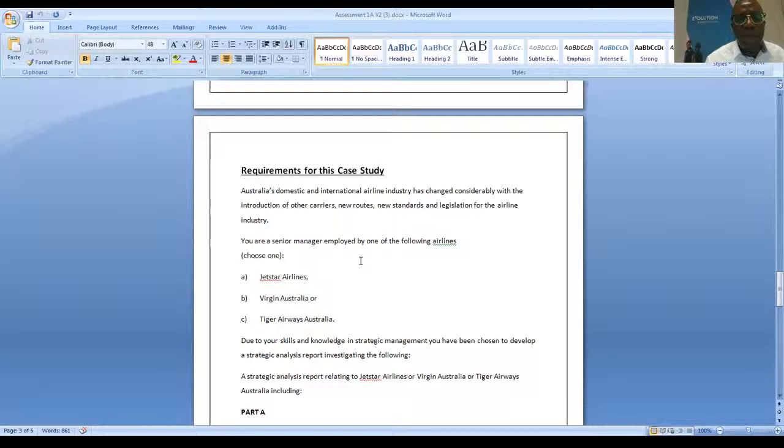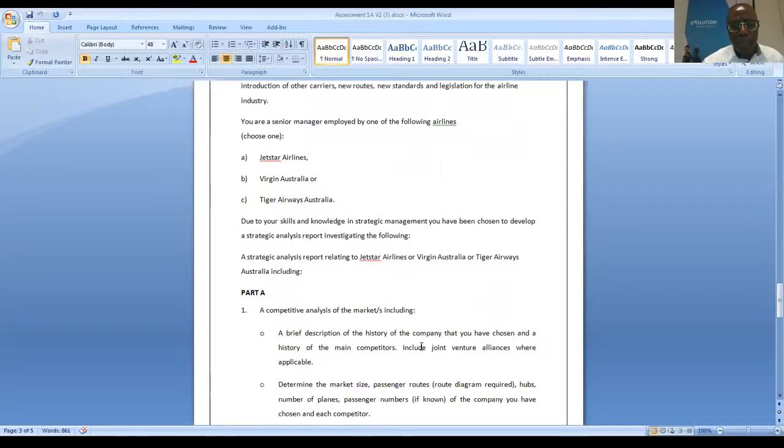And here, you are a senior manager employed by one of the following airlines. Choose one: Jetstar Airlines, Virgin Australia, Tiger Airways Australia. Due to your skills and knowledge in strategic management, you have been chosen to develop a strategic analysis report investigating the following: a strategic analysis report relating to Jetstar or Virgin or Tiger Airways Australia, including competitive analysis. So you have to present competitive analysis.